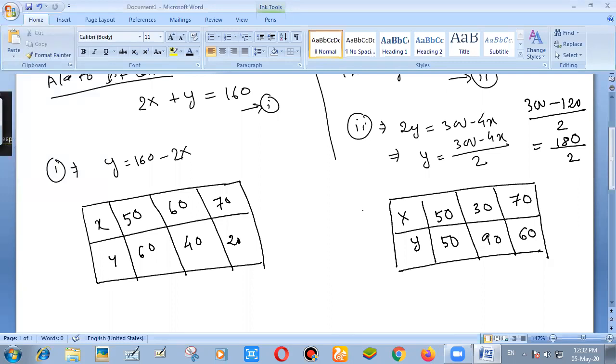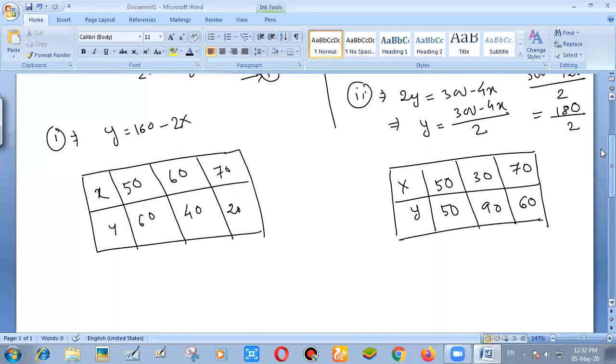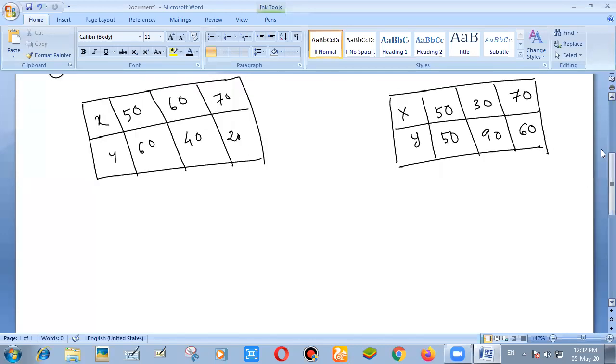So plot the value in the graph paper. I think you can do this. Can you plot the value in the graph paper? Yes. So if you plot the value, you will get two straight lines, and these two straight lines will be, I think, parallel to each other.